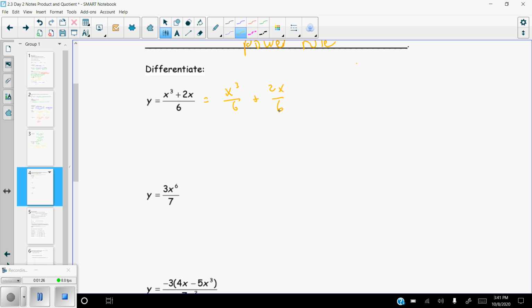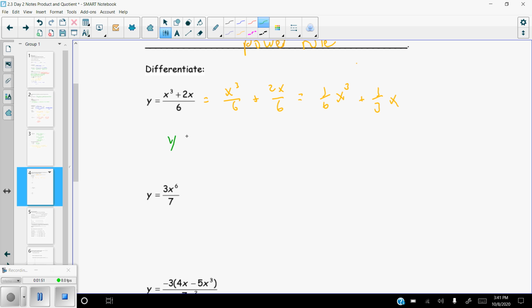We're going backwards. And the reason that we're going to do that is because x cubed over 6 is the same thing as 1/6 of x cubed. Okay, it means exactly the same thing. And 2x over 6, the 2 and the 6 can reduce to 1/3, so that's the same thing as 1/3 x. From here, this is much easier to take a derivative.